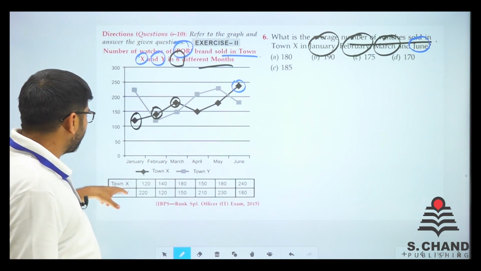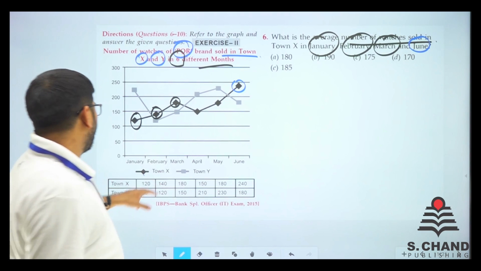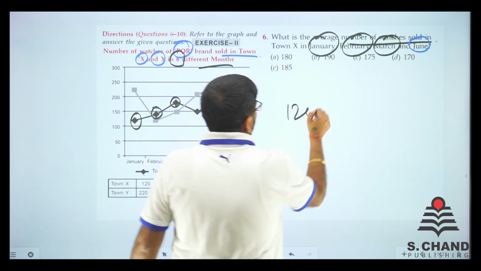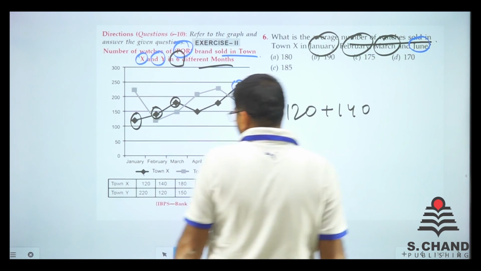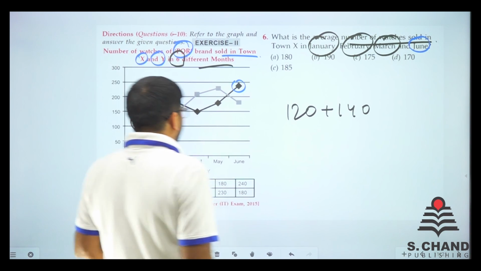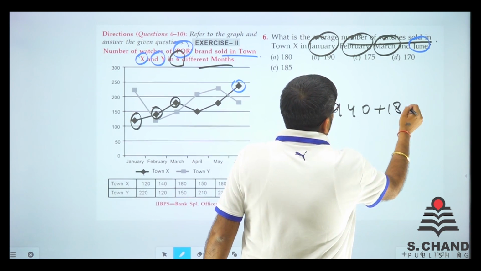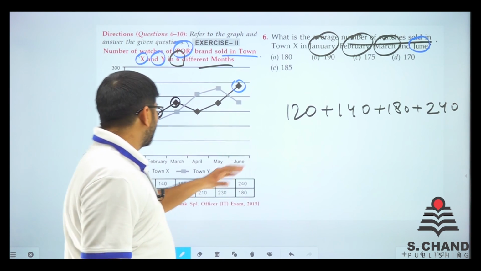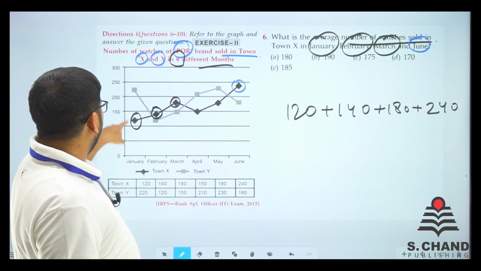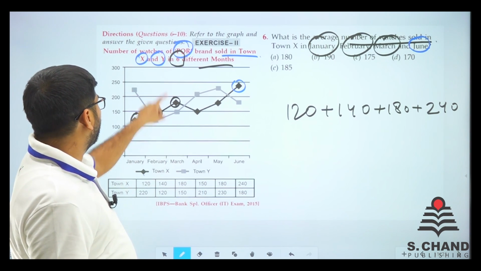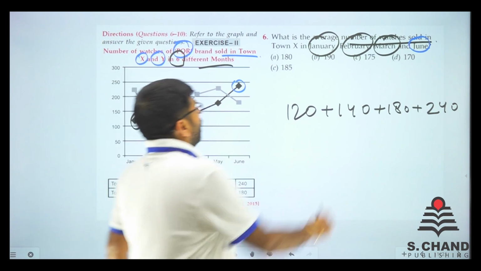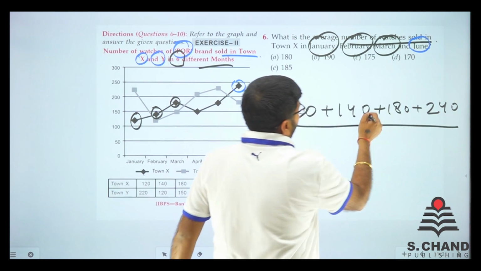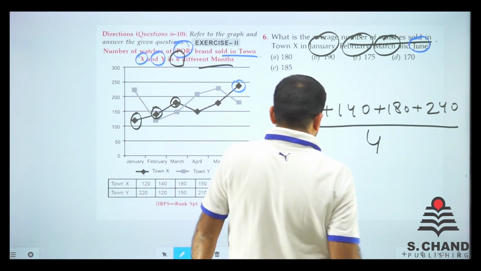X is given like 120, 140. Then March is 180. And then we have 240. So we have all the data of town X, that is January, February, March and then June. Divide by 4, as there are 4 months.